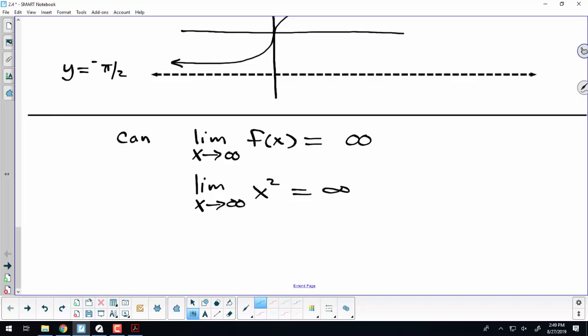Remember when you were given a polynomial and they said, what's the end behavior of this polynomial? You looked at the leading term and said, is the coefficient positive or negative? And what's the degree? Since x squared is even and positive, its end behavior looks like this. This arrowhead goes off to infinity as x approaches infinity, and as x approaches negative infinity, the y values still approach infinity. So in that sense we don't have a horizontal asymptote, but it still describes the end behavior of that function.